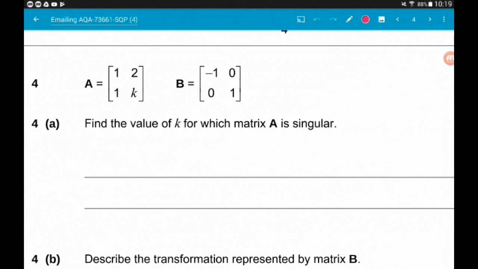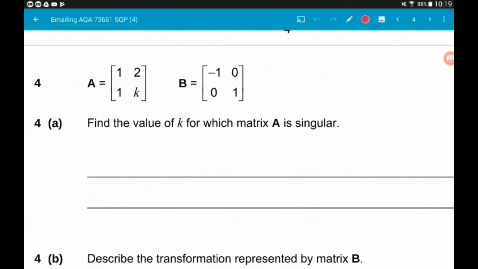Okay, question 4, we've got some matrices, fun. Part A says find the value of k for which matrix A is singular. If A is singular, then the determinant will equal 0.